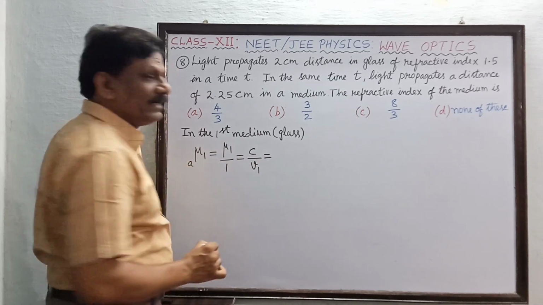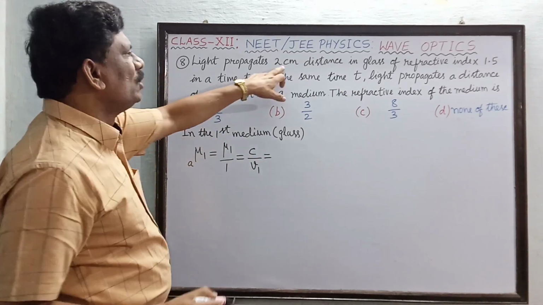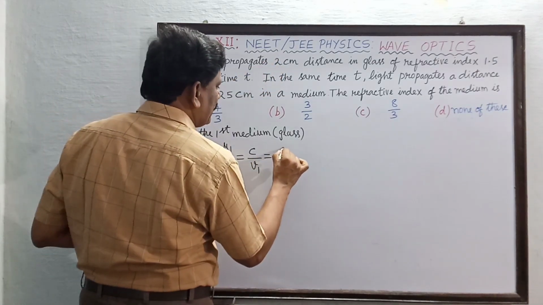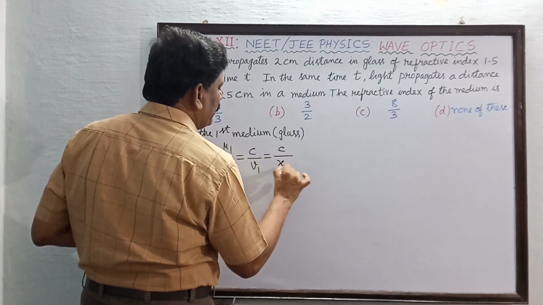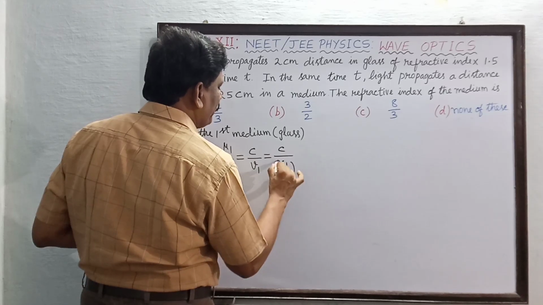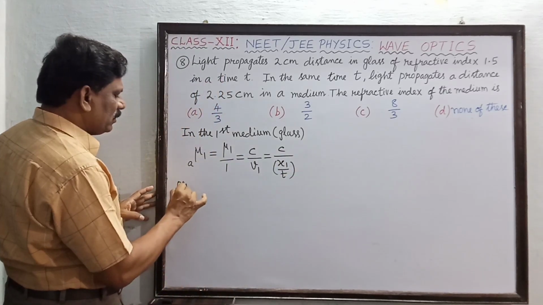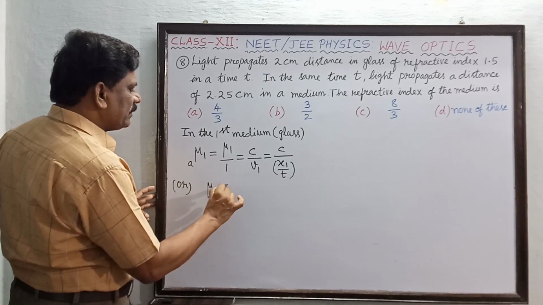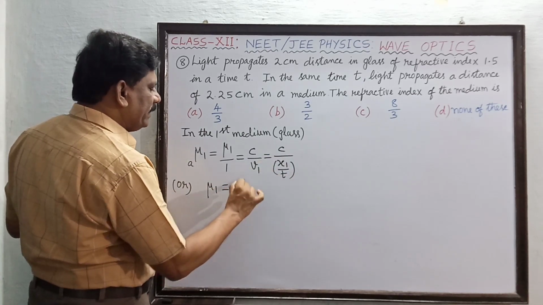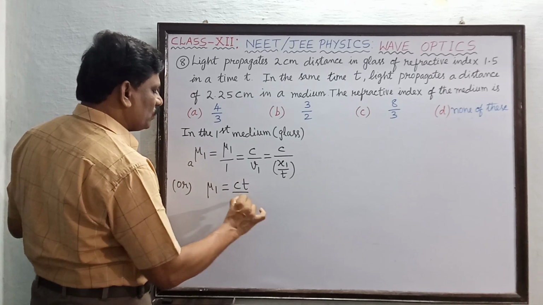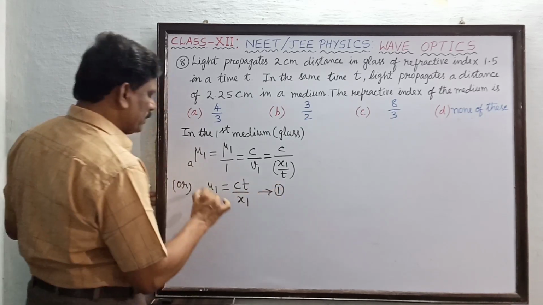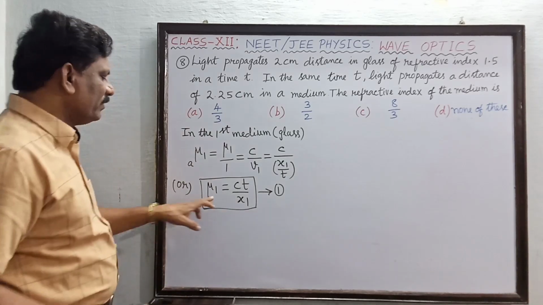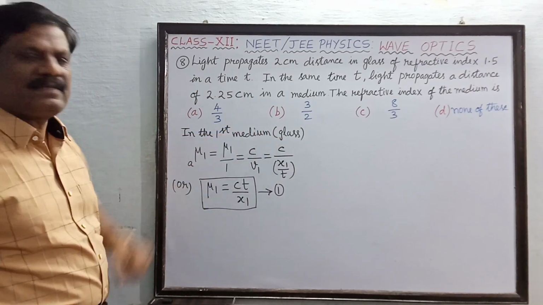Let us take that it is traveling a distance of 2 centimeter, that is x1. So this is c divided by x1 by t, or mu1 is equal to ct divided by x1. This is equation 1, the refractive index of the first medium, namely glass.